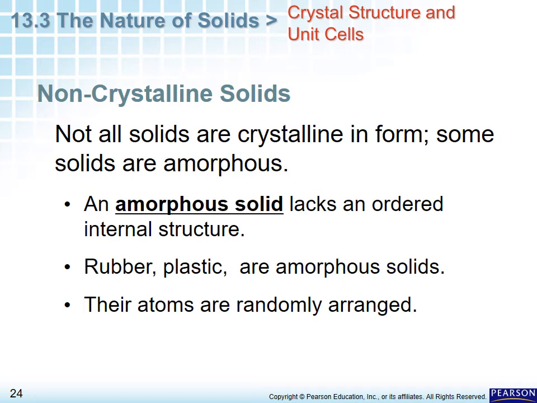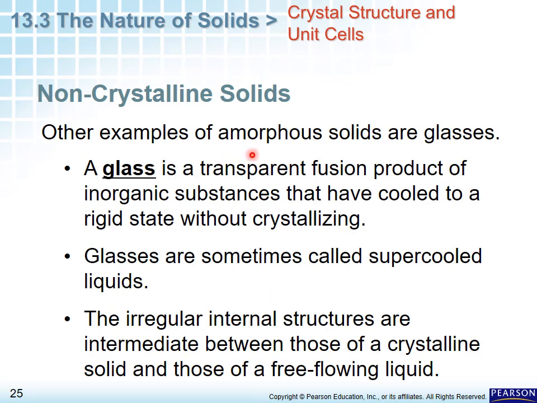Okay, students. So not all solids are crystalline in form. Some solids are amorphous. An amorphous solid lacks an ordered internal structure, like a powder form, not in crystal form. Examples: rubber and plastic are amorphous solids. Their atoms are randomly arranged, not in a pattern like a crystal. Another example of amorphous solids is glass.